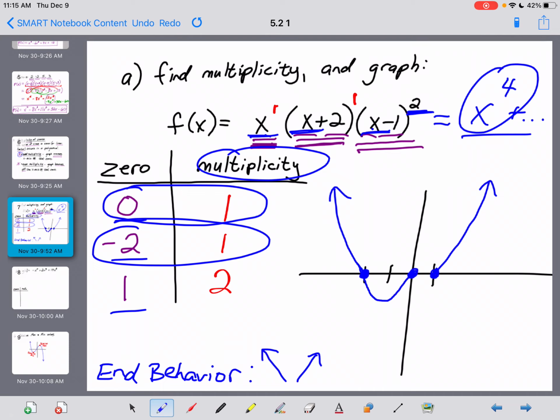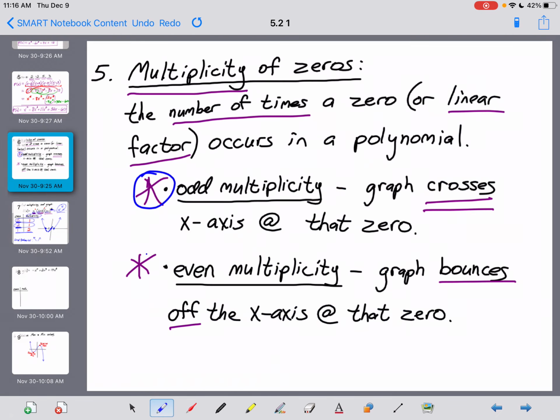That happened, so that was a multiplicity of 1 at negative 2, and also at 0, there's a multiplicity of 1, so the graph has to cross again up above. But now here's the interesting part. At x equals 1, we have a multiplicity of 2. And with an even multiplicity, the graph doesn't cross the x-axis. It bounces off it at that spot.